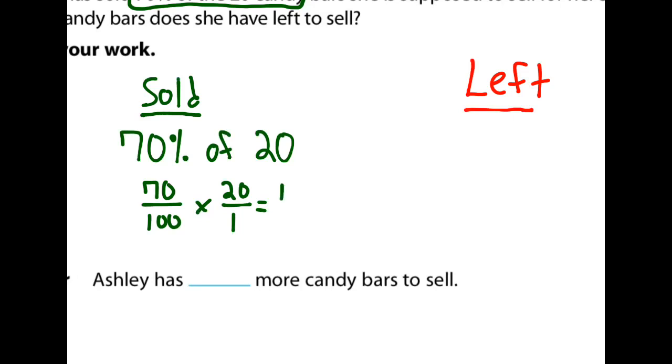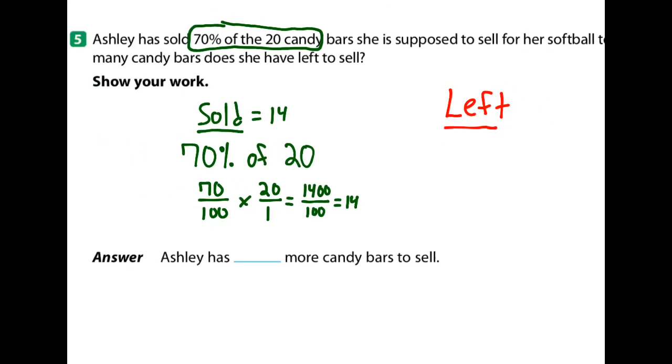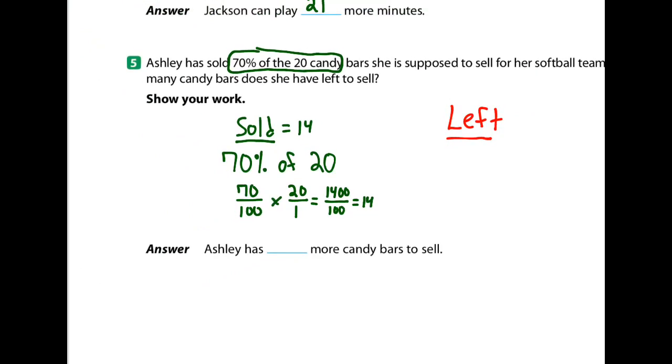Remember, you do 7 times 2, which is 14, and add the 2 zeros. 100 times 1 is 100. And to do 1,400 divided by 100, you just get rid of the 2 zeros after the 14, which means she has sold 14 candy bars. Now, remember, that's not the answer because it says how many does she have left to sell. Well, she had 20 candy bars she's supposed to sell. If you subtract the 14 she sold, that leaves us 6. She has 6 more candy bars to sell, which is the answer. So that's one way to get it.